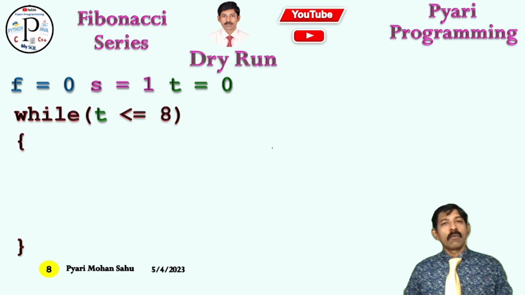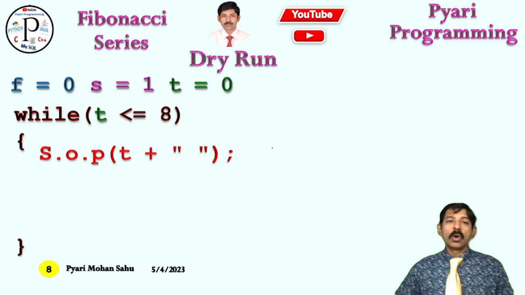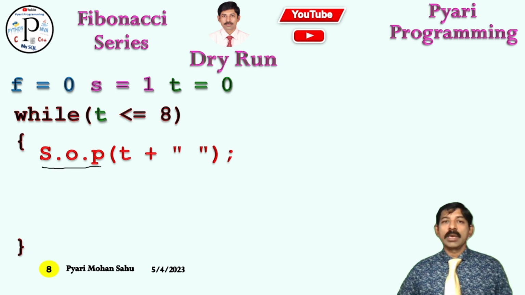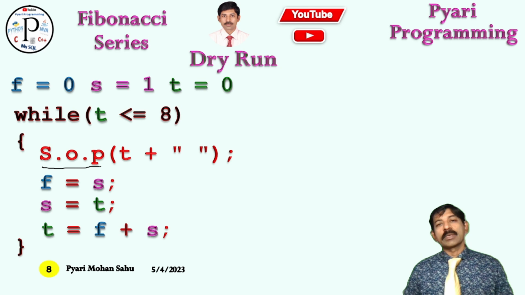And we have taken a while loop, T is less than or equal to 8. Already I told you, while less than or equal to, inside which I will display T. Don't take SOP in your examination. Though I don't have space in my slide, I have taken SOP. Now first is equal to second, second is equal to third, third is equal to first plus second. These are the codes.